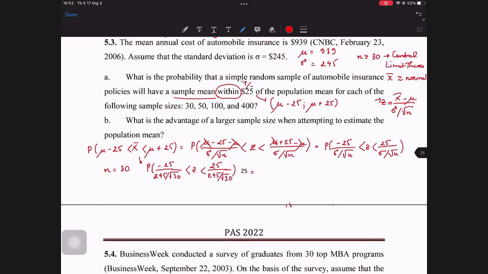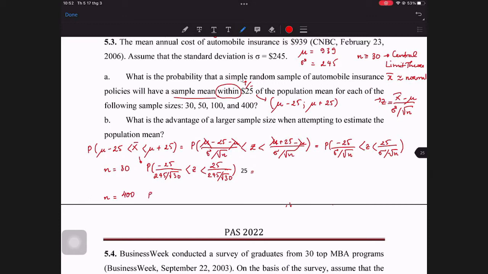And now you can find the values. For the remaining sample sizes, you just do the same, and I will do the case when we have n equal to 400 here. Minus 25 over 245 over square root of 400. The only thing that changes here is the value of n. 25 over 245 over square root of 400.